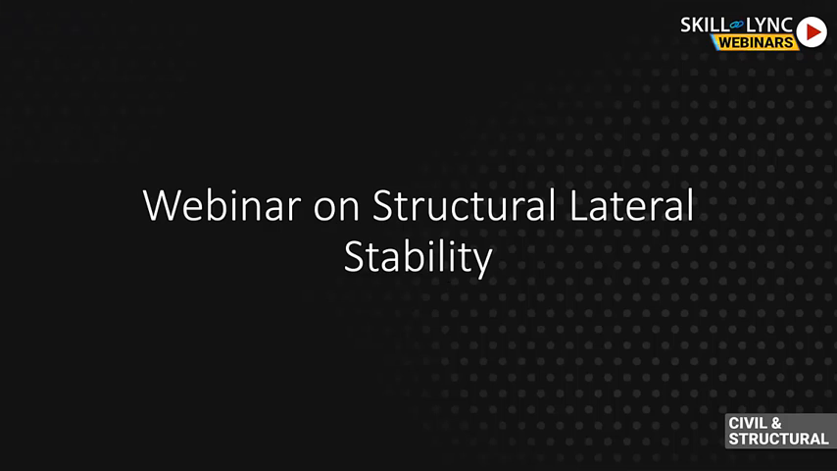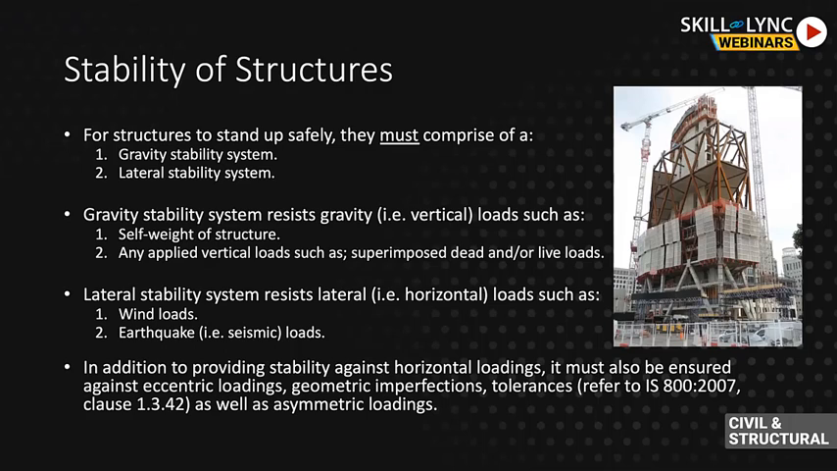So to begin with, for any structure to be able to stand up safely, whether it is a building or a bridge, it must have two stability systems. And these are, number one, the gravity stability system, and the second one is the lateral stability system.